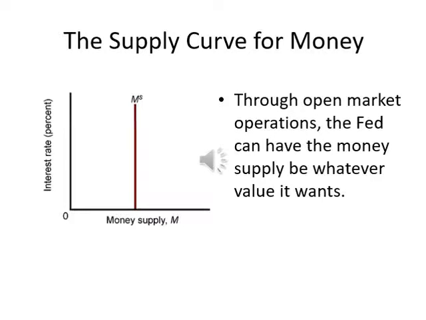The supply curve for money. Through open market operations, the Fed can have the money supply be whatever value it wants.